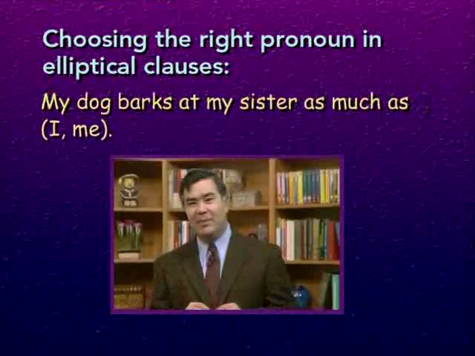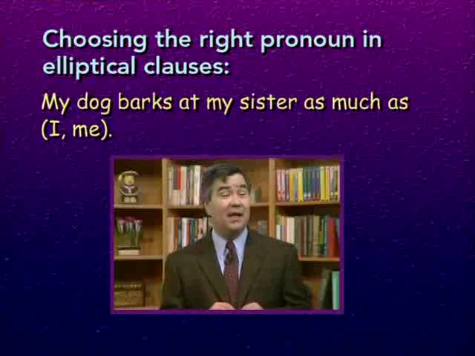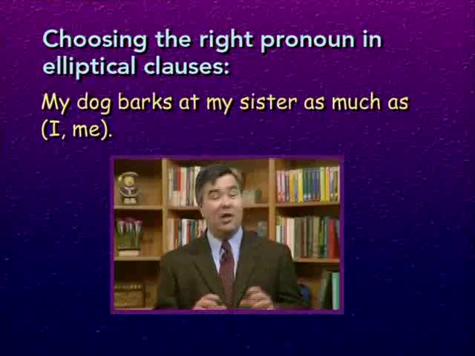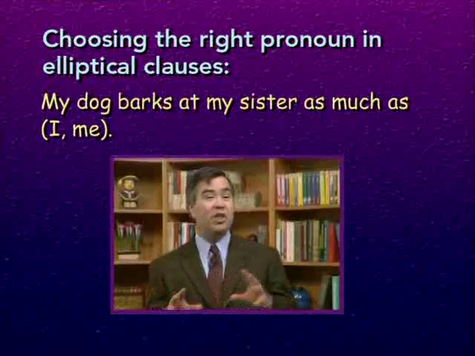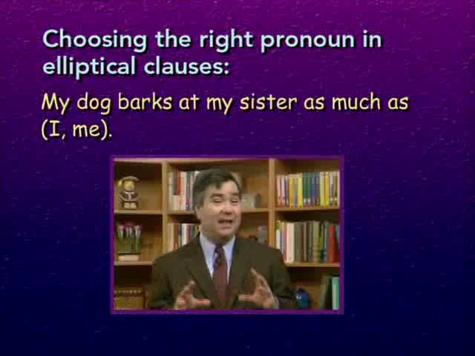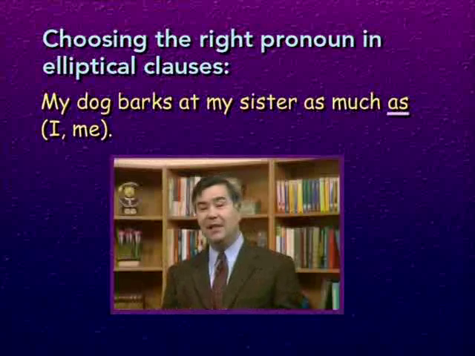Take a look at this example. My dog barks at my sister as much as I or me. Okay, once again we have an elliptical clause at the end of the sentence from which some words have been omitted. And in this case, it begins with as. That's the other word that often begins an elliptical clause.